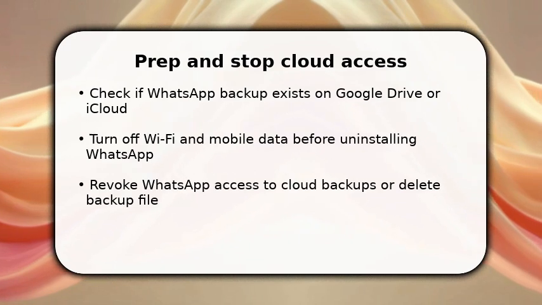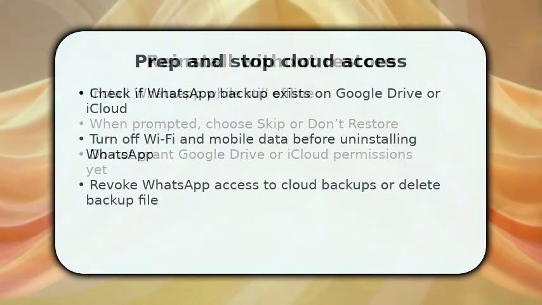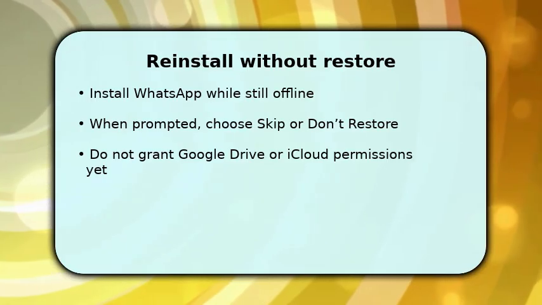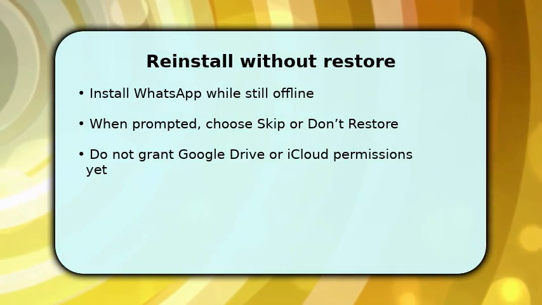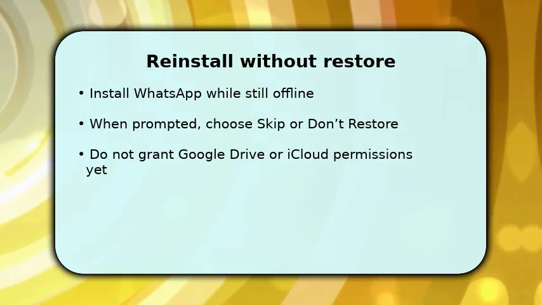With the phone offline, reinstall WhatsApp and verify your number. When WhatsApp detects backups, it will prompt to restore. Choose skip or don't restore. The app will set up a fresh account without importing history.